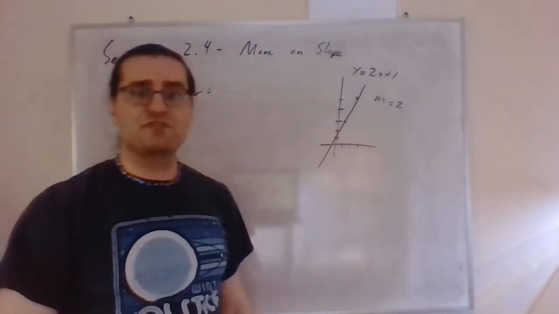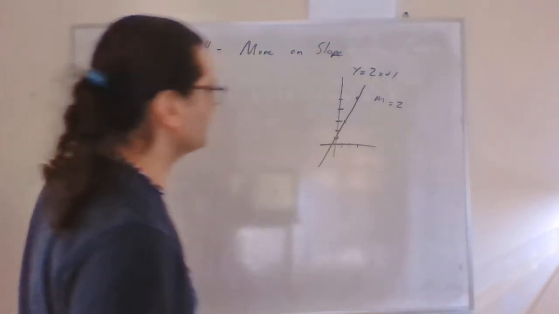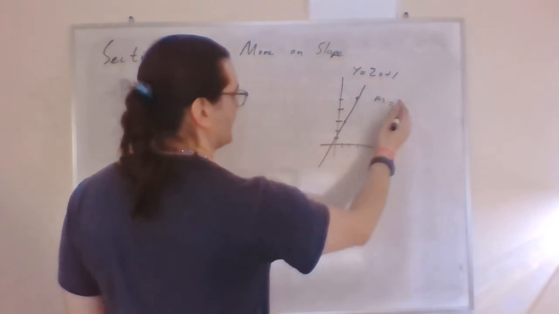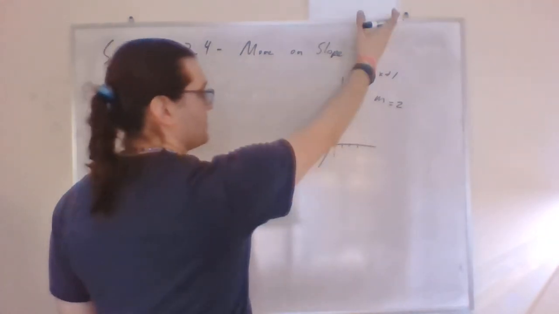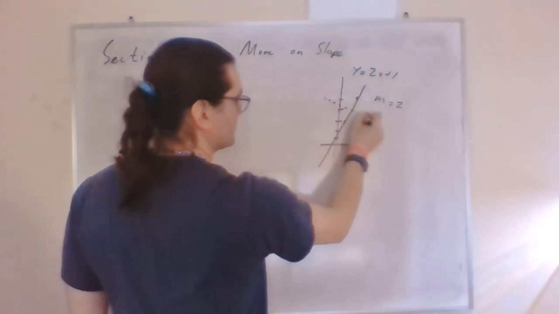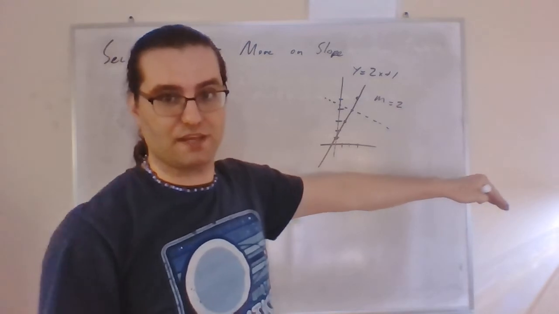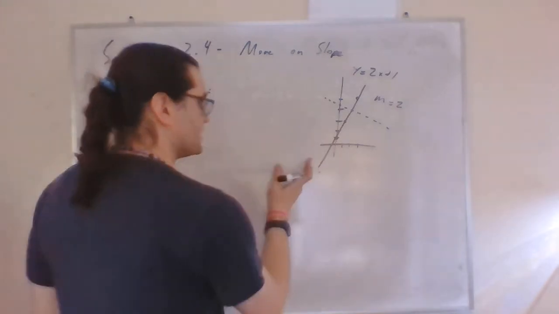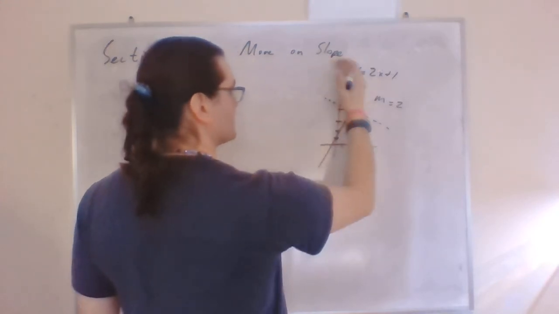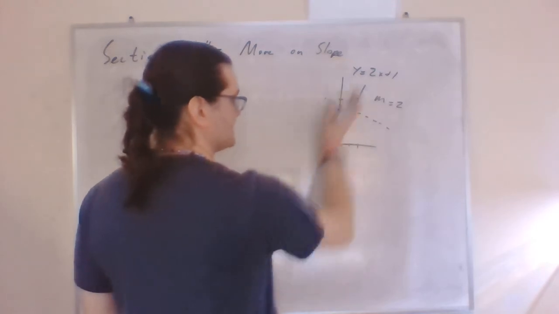I would like us to imagine for a moment what a perpendicular slope would look like. This thing is positive. That means it's going up. If we want something perpendicular, that means our thing has to be going down. So it has to be negative. This thing has a slope of 2, which means it's pretty steep. If we want something perpendicular, it has to be as shallow as this thing is steep.